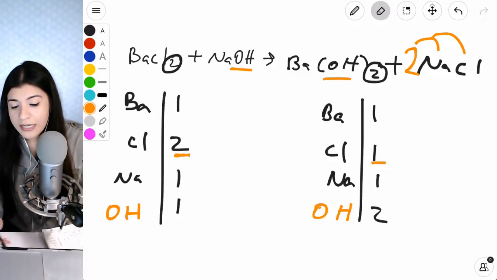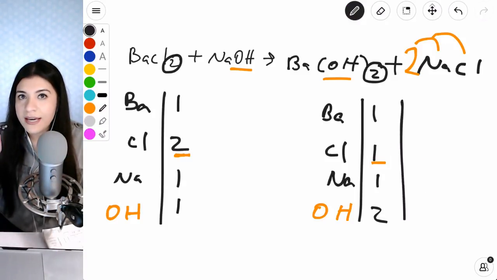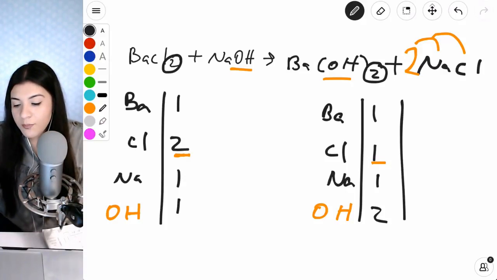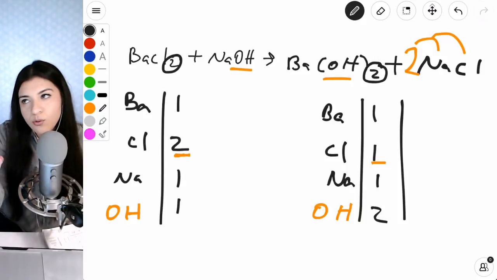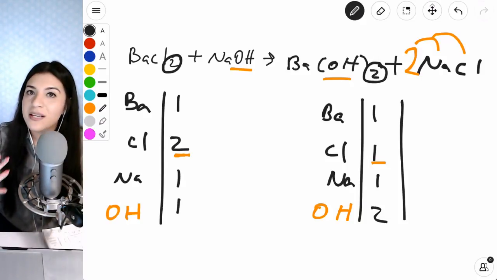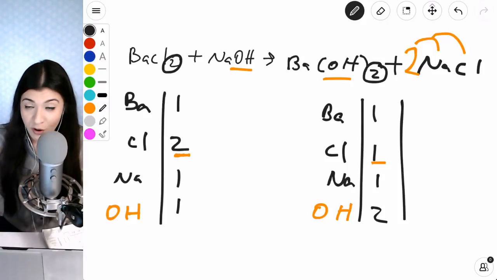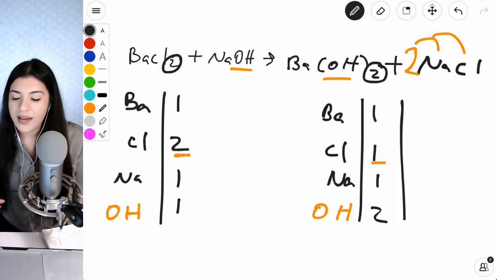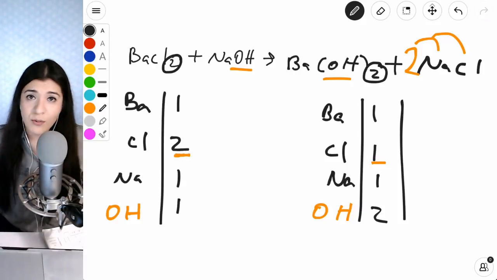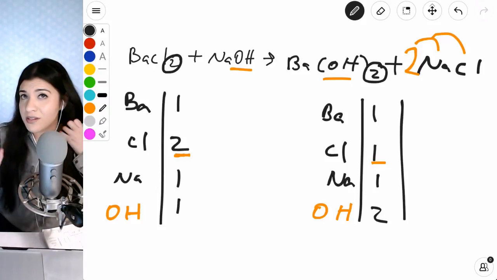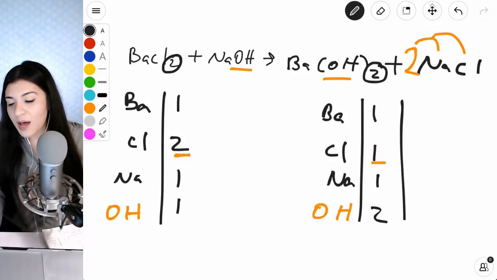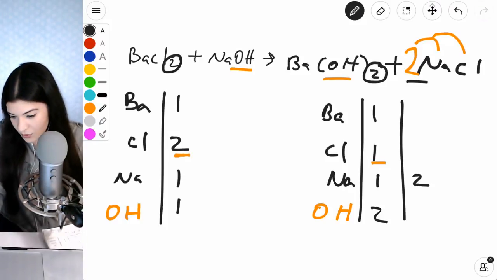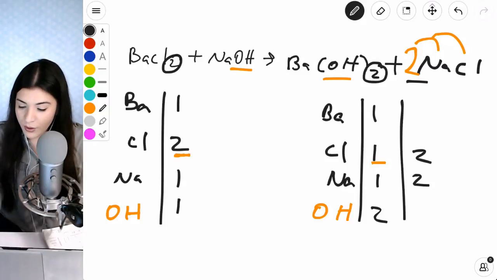So beware of that. What you're doing each time is you're going to recount how many of each element you have. Specifically, if I place that 2 there, I'm going to recount or check what happened when I put that coefficient in front. Okay, that's what you're doing. You're not continuing or adding or multiplying to what you previously had before. That was just there to help you know what is left unbalanced. Okay, so then what's going to happen here is that 2 will distribute, and there's 2 Nas, and then that 2 would distribute into chlorine, and now there's 2 chlorines.